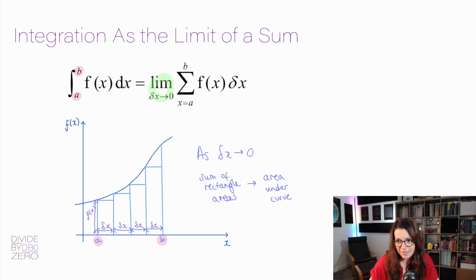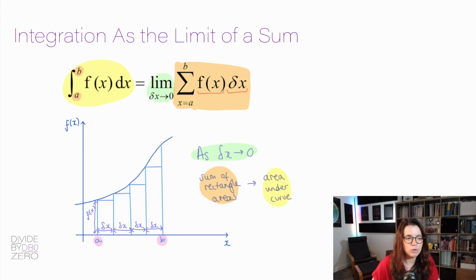So limit as delta x approaches 0, the sum of the rectangle areas, which is represented by this, because this is saying you want to sum from when x is a to when x is b of f of x times delta x, area of a rectangle, base times height, and that will approach the area under the curve, which, as we know, is what we get when we integrate. So that's the idea, but you don't really need to know that in detail. All you really need to know is how to approach examples.